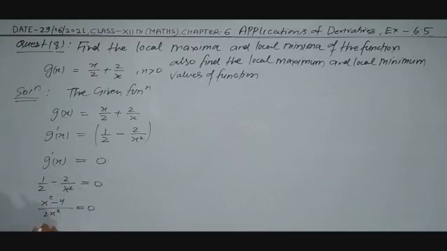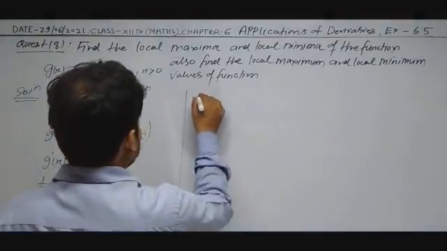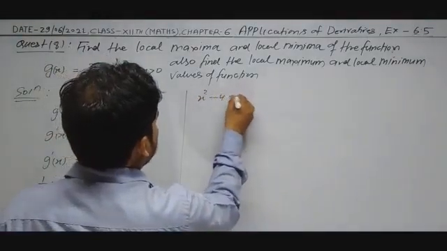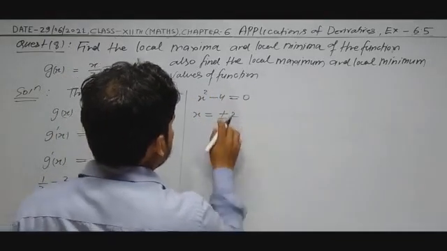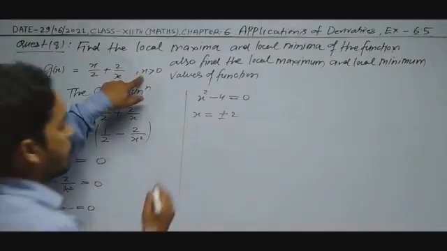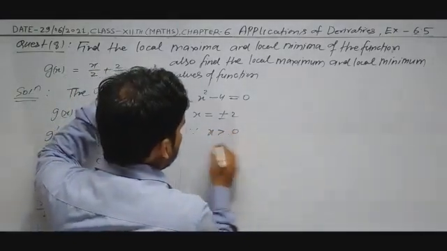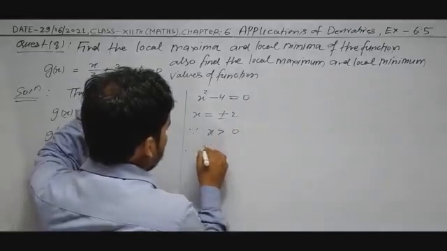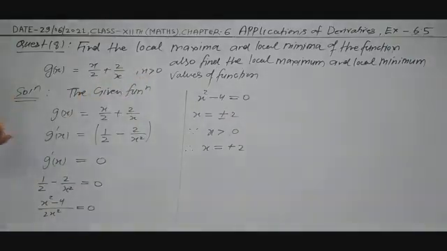This implies x square minus 4 is equal to 0. It means x is equal to plus minus 2. So these are the turning points. But in this question it is given that x is greater than 0, so x can only be plus 2, not negative. So we have a single turning point, x is equal to plus 2.